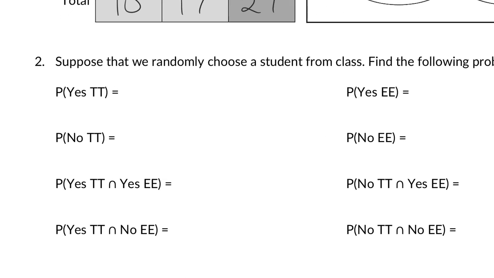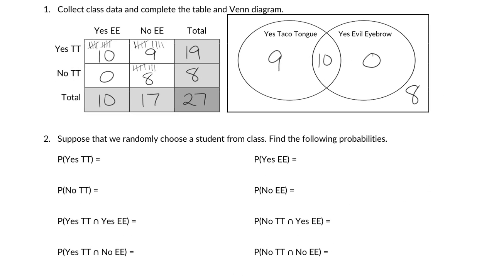So yes, taco tongue. How many people were a taco tongue for us? I have to zoom out because I cannot see. There were 19 out of the 27 people in class who were yes to taco tongue. How about yes to evil eyebrow? How many people total? 10 out of the 27 in class.